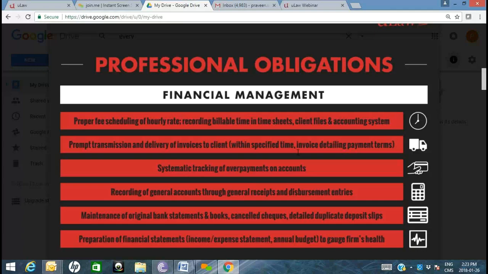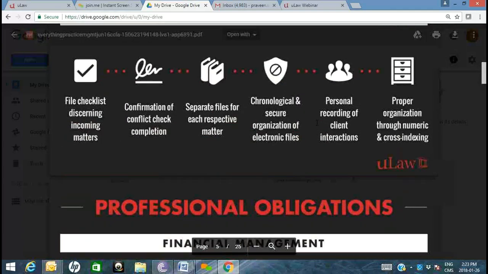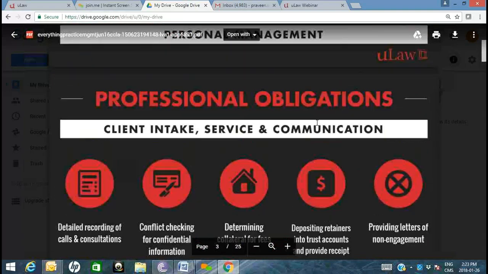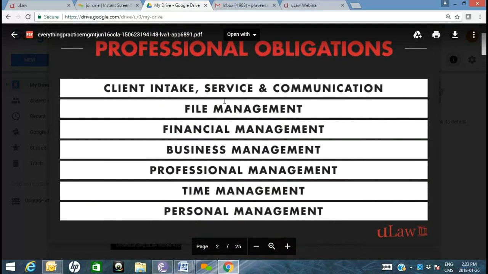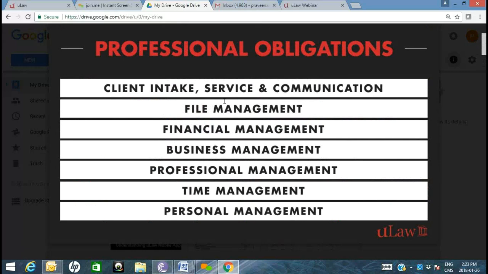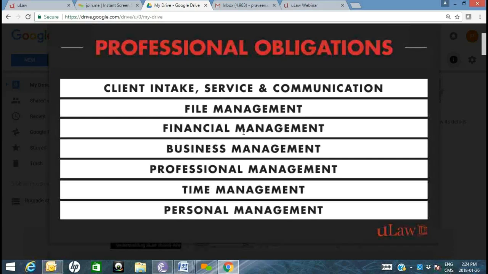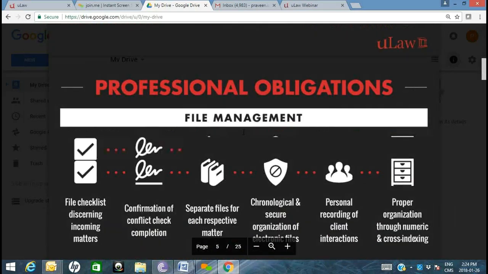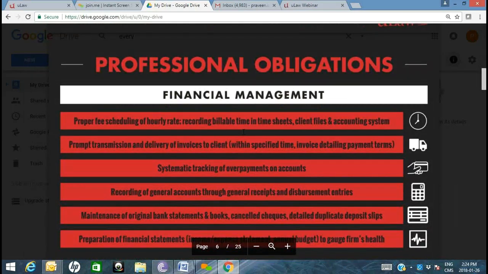Now let's move on to the third component. Let me do a quick recap for those who just joined us. We're talking about the 7 different professional obligations under everything practice management that are expected of you, to keep in mind as you prepare yourself to provide these documents on a need basis. So we've looked at client intake, file management, and we're going to move into the financial management. Okay? Very interesting. Definitely not every legal professional's cup of tea.